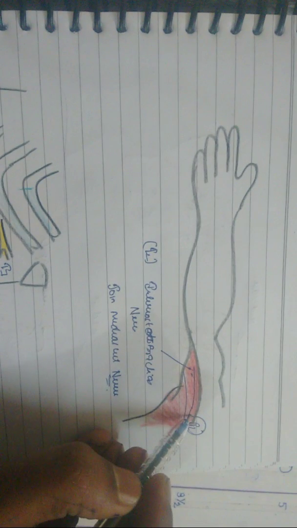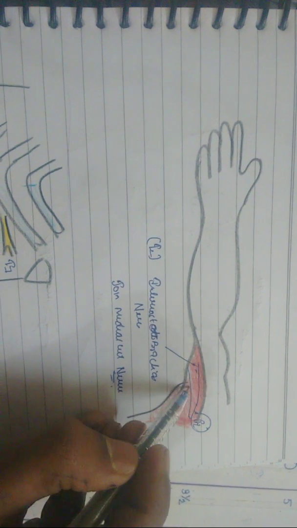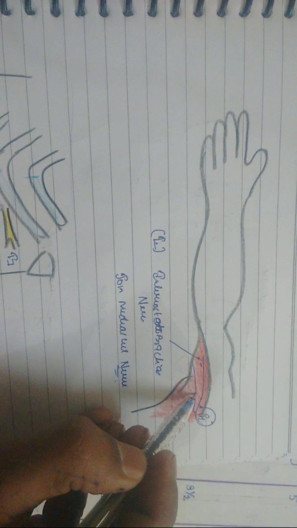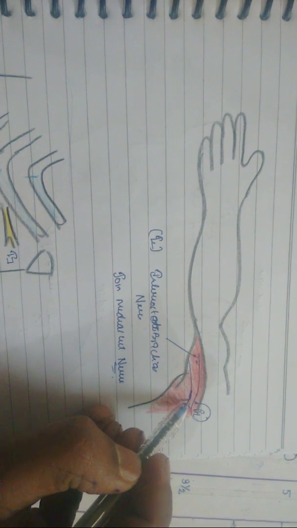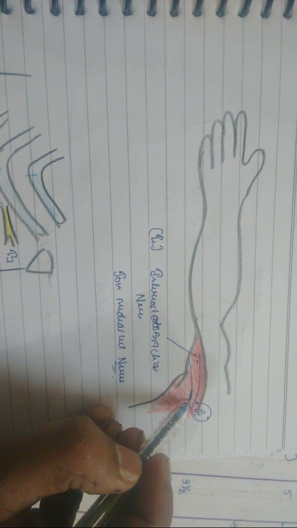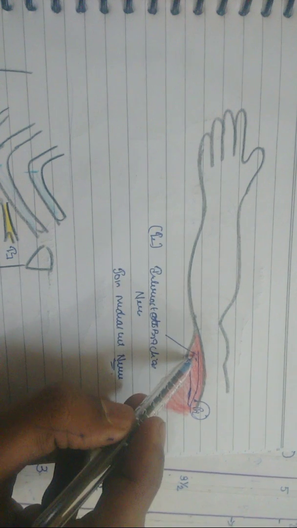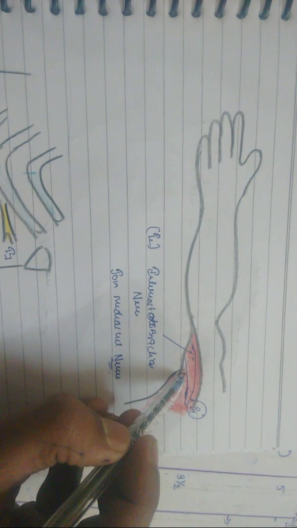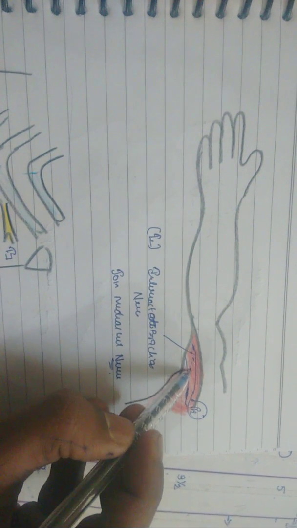This lateral cutaneous nerve, which is T2, joins with the medial cutaneous nerve, and you can see here it is supplying this aspect, the arm. So it joins with the medial cutaneous nerve and supplies the arm.